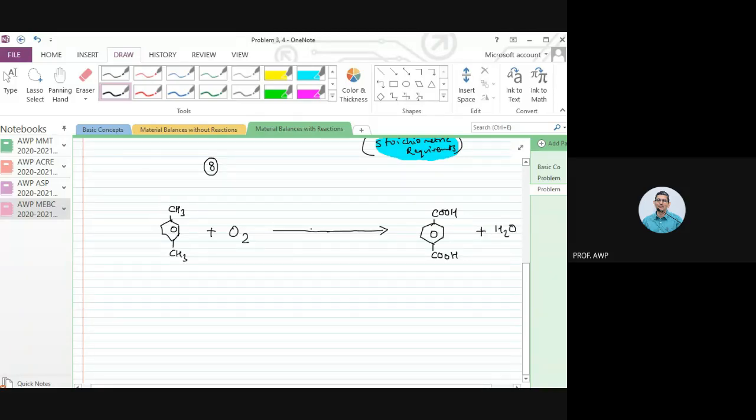It is a high temperature process, about 200 degrees centigrade, 20 bar pressure. A catalyst is there, and there is a solvent. The catalyst is cobalt and manganese acetate, and the solvent is acetic acid. So this paraxylene oxidation to terephthalic acid is our desired reaction.